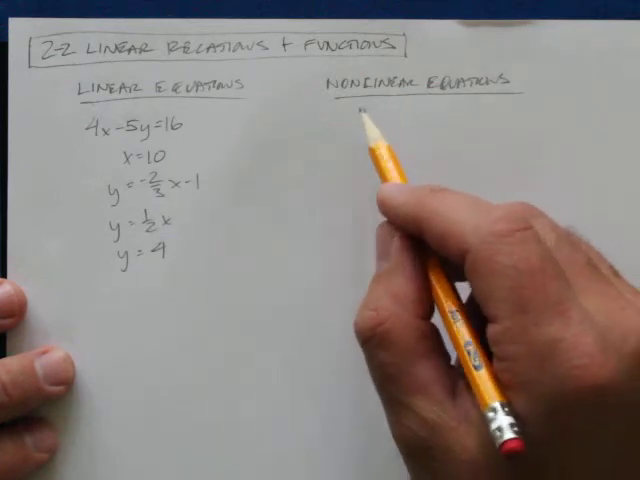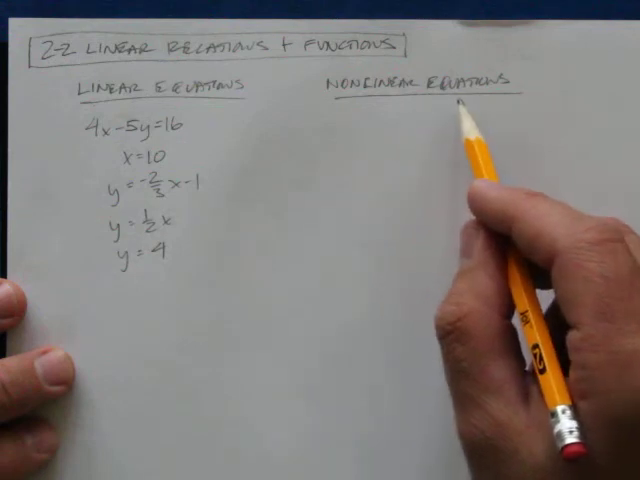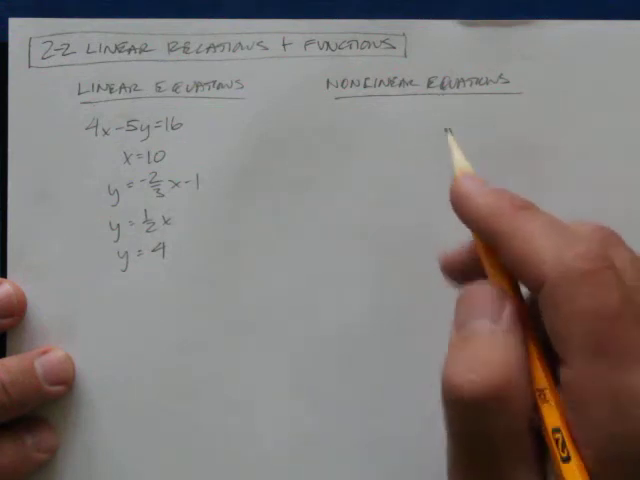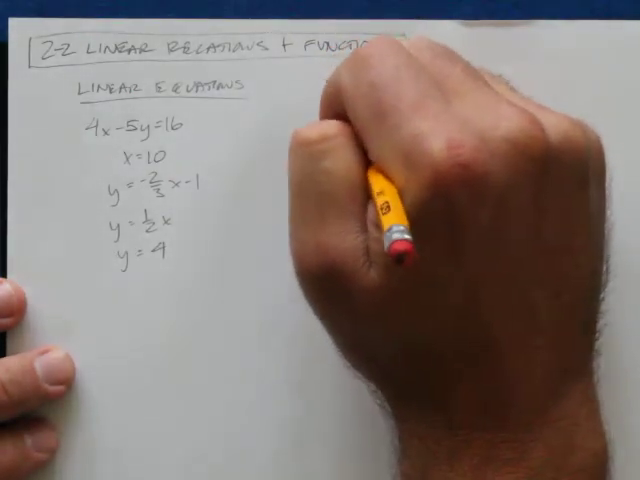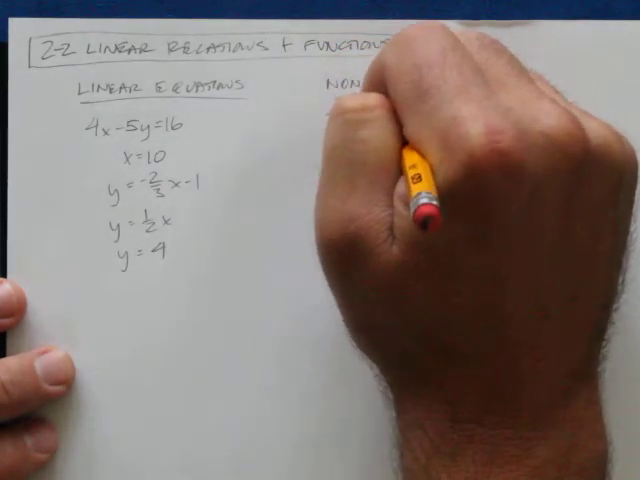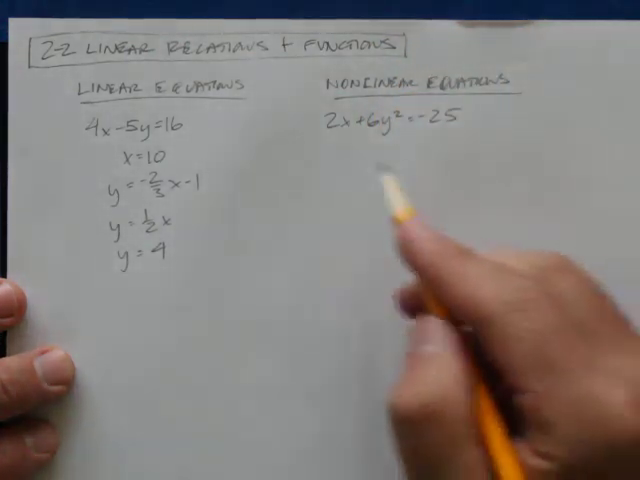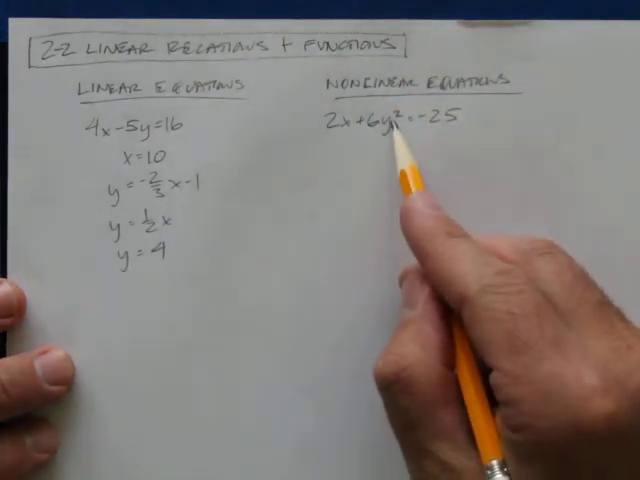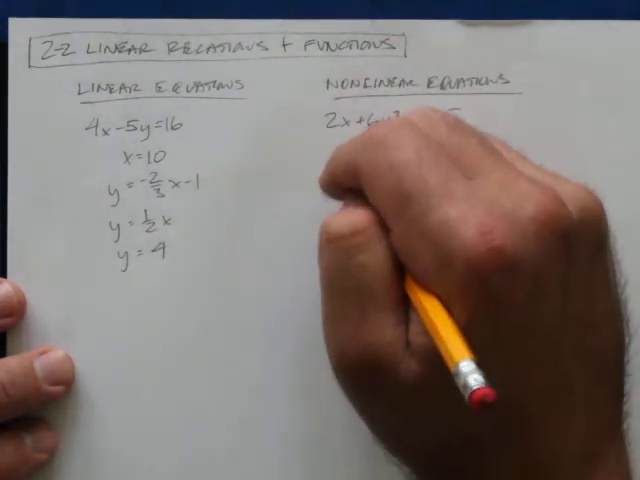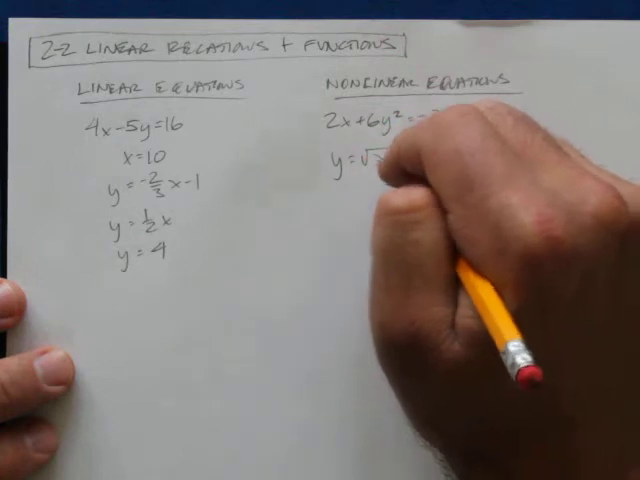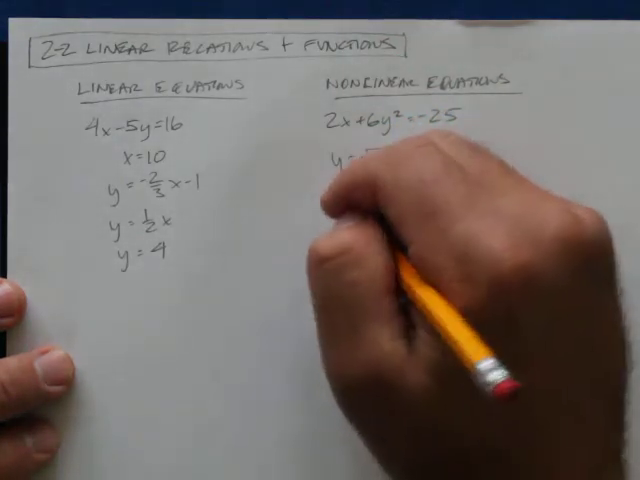Let's look at some examples of nonlinear equations, and let's see what the difference is. So 2x plus 6y squared equals negative 25. So we can see here we have y squared. We know if there's something squared, it's nonlinear. Y equals the square root of x plus 2. I've got a radical. It's not going to be linear.